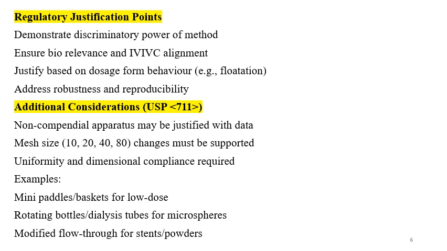Uniformity and dimensional compliance are required for the apparatus. Examples of these non-compendial apparatus are mini paddle or mini baskets for the low dose type of formulations. Rotating bottles and dialysis tubes can be used for microspheres, and modified flow through cell apparatus for some formulations like stents.